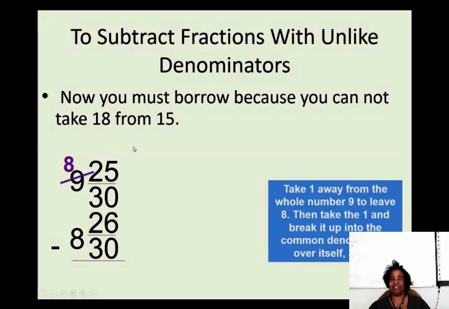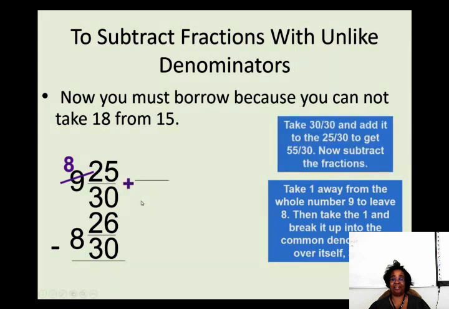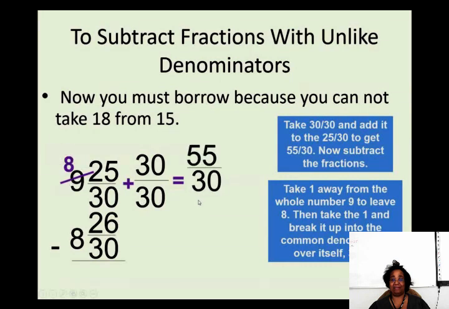What happens to that 1 I just borrowed? What's the common denominator? 30. So I got to add 30 over 30. Now I got enough. I've got 55 over 30. I can take 26 from 55. So you have to add. There's some addition in this subtraction, okay?